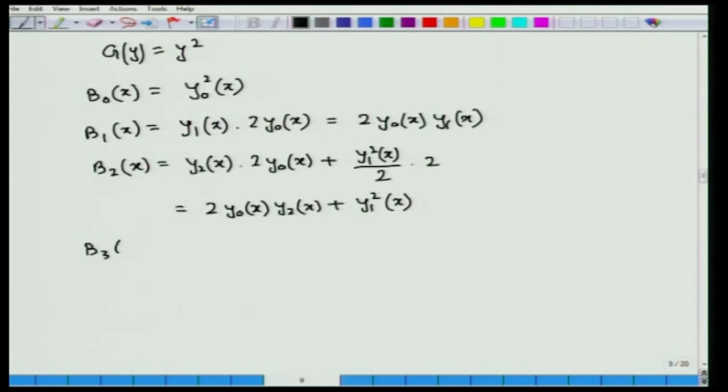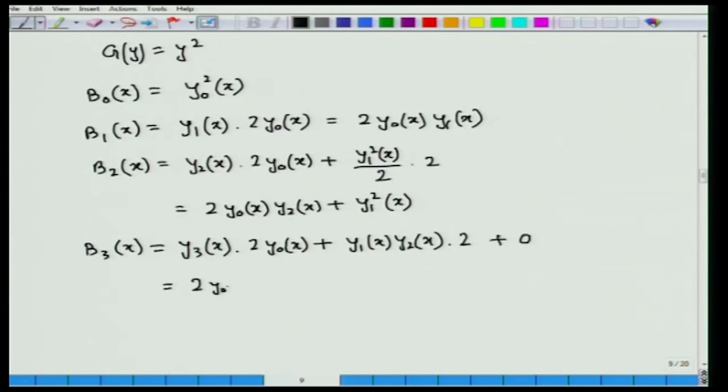Then b3(x) is equal to y3(x) multiplied with 2y0(x) plus y1(x) y2(x) into g double dot at y0(x). So, this is 2, and the last term is equal to 0, because the third derivative of g with respect to y is 0. So, therefore, b3(x) is equal to 2y0(x) y3(x) plus 2y1(x) y2(x), and you can find the next iterates.